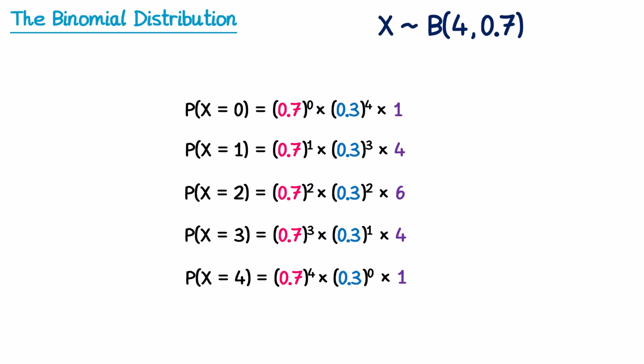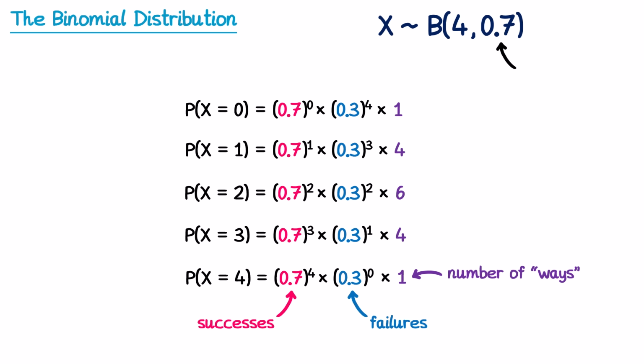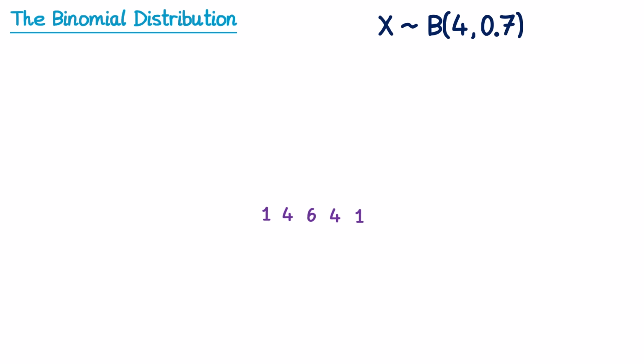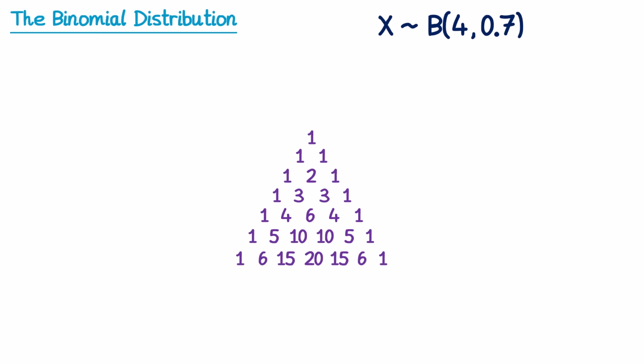So we can now see these calculations are just the successes, the failures, and then the number of ways of doing this combination. It's clear to see where the 0.7 and 0.3 come from, since 0.7 is defined in the distribution up here. But what about these numbers 1, 4, 6, 4, and 1? If you've already covered the binomial expansion, you might recognize these numbers. They are one of the rows in this triangle here, which is called Pascal's triangle.